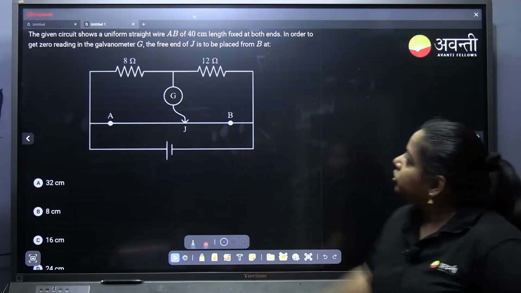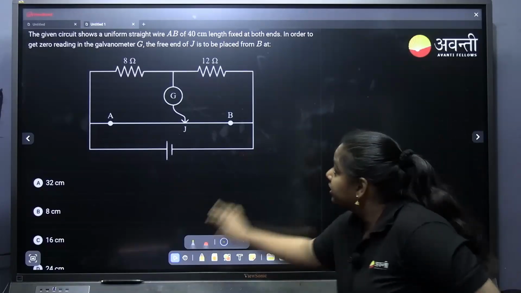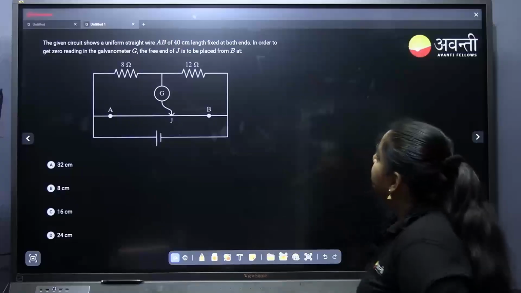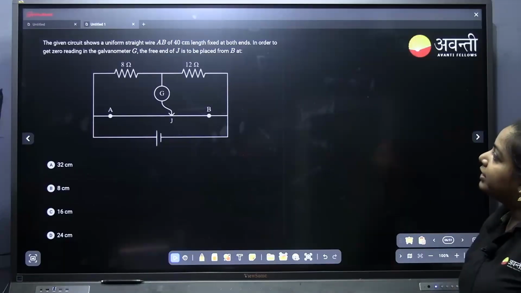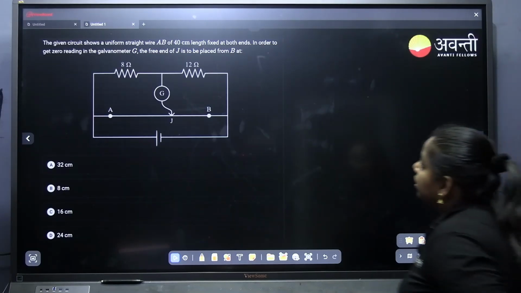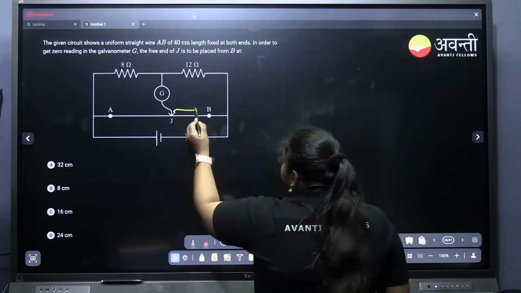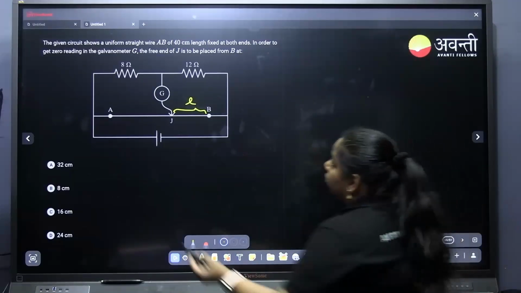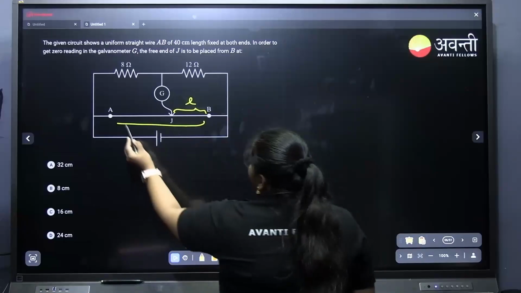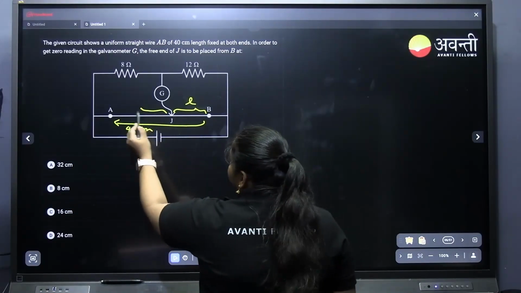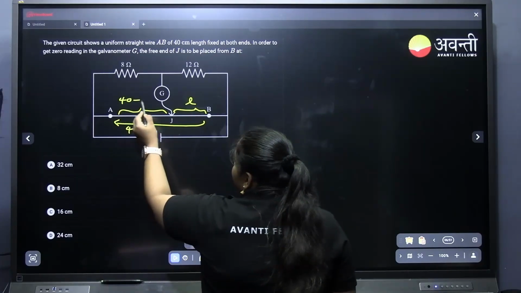The given circuit shows a uniform straight wire AB of 40 centimeter length fixed at both ends. In order to get zero reading in the galvanometer, at what distance should the free end J be placed? This distance they are calculating as L. We want to find L. Total distance AB is given as 40 centimeter, so this length should be 40 minus L.